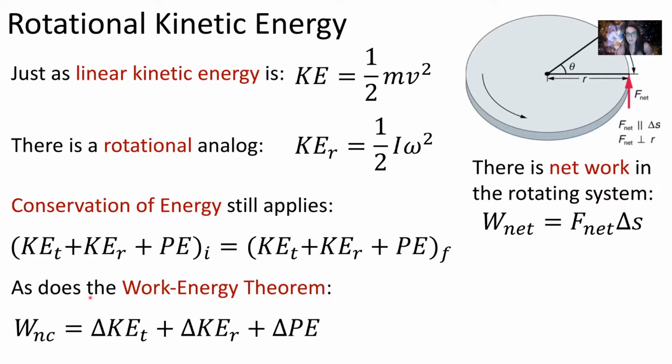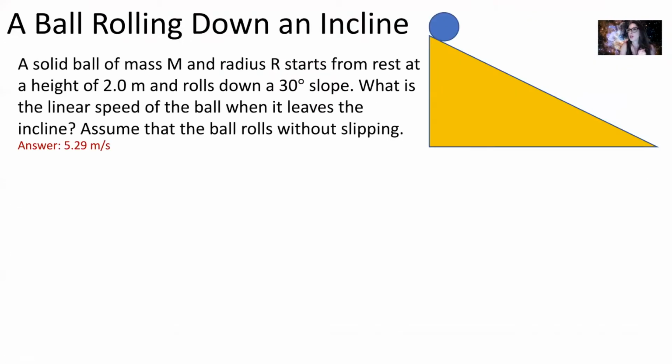And this also applies to our work kinetic energy theorem. We said that the work that we do in the system is equal to the change in kinetic energy plus the change in potential energy, and in this case also plus our change in rotational kinetic energy. We're also going to apply our work kinetic energy theorem here too. So there is net work done in a rotating system if you have some force that's applied and you're moving through some arc length.